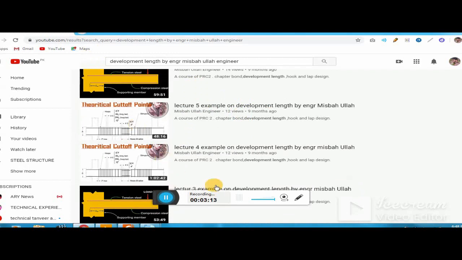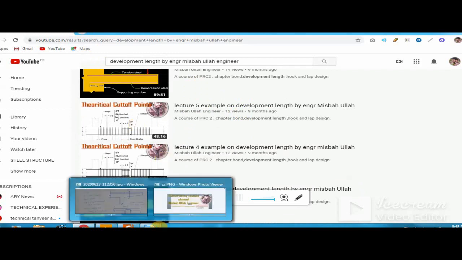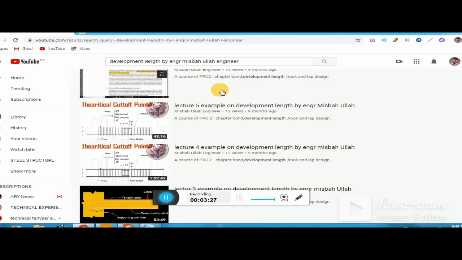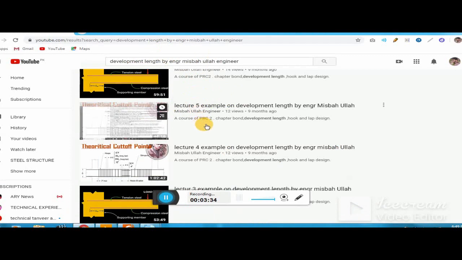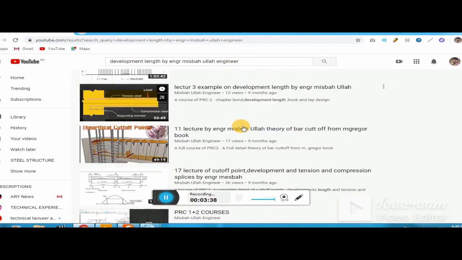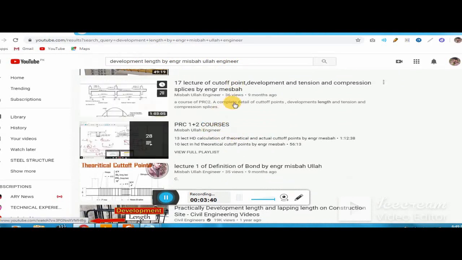But here I'm going to explain how we can provide a development length to a cantilever beam. This is just a simple example I want to share with you. If you want to know the basics of development length, you need to visit my YouTube channel and type this topic, and you will see the whole detail. It is around 18 lectures.